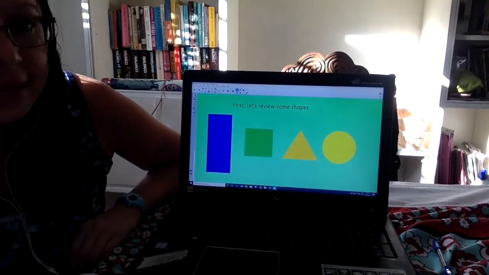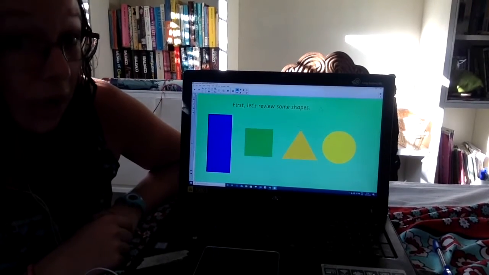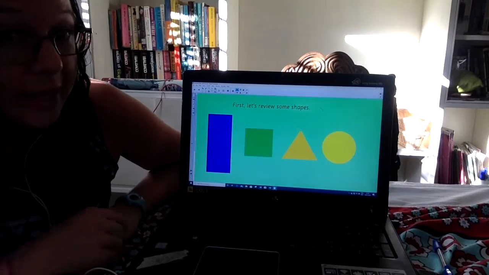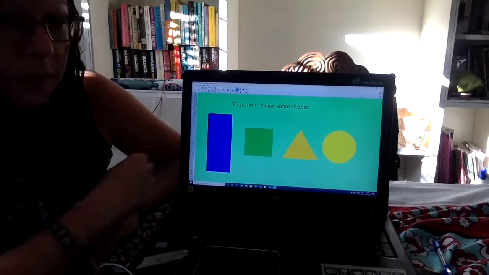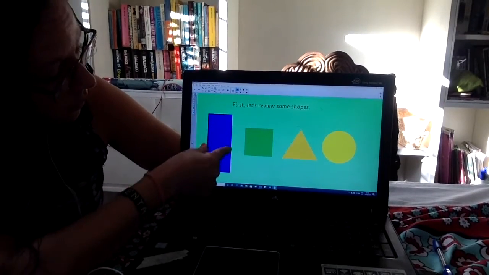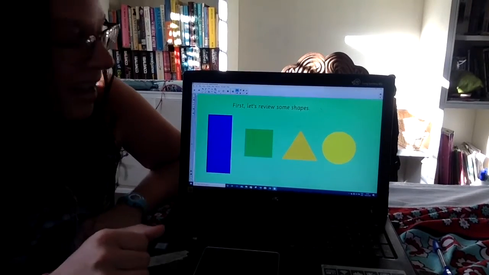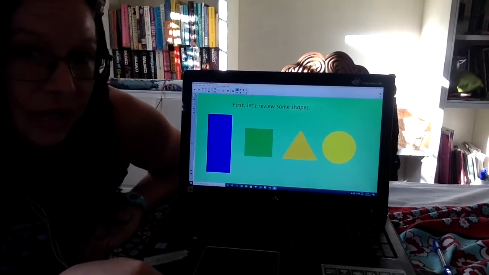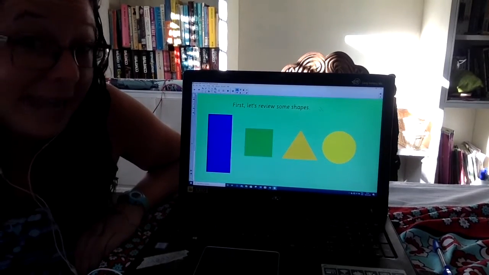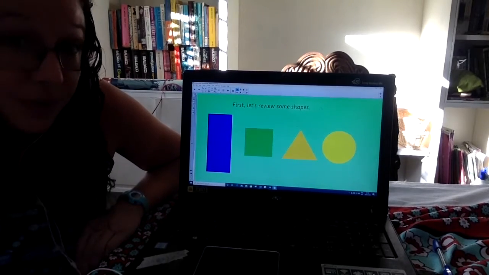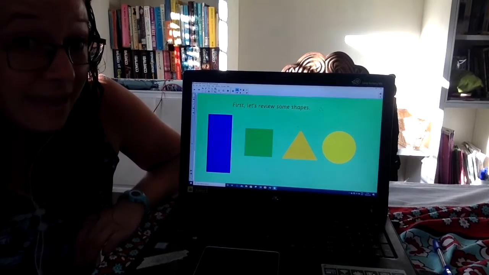All right, let's start with this blue shape. This is a rectangle. Remember, a rectangle has 4 sides. 1, 2, 3, 4. 2 of the sides are long and 2 of the sides are short. All right, now let's look at this green shape. Can you remember what that's called? That's right, it's a square. And a square has 4 sides that are all the same length.